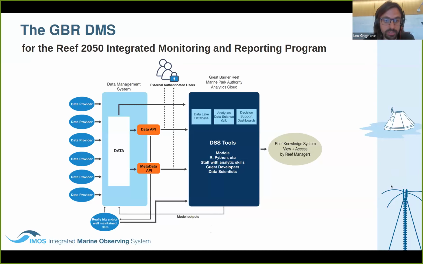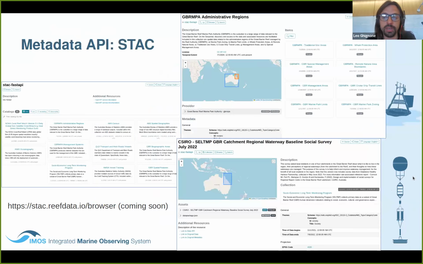What we are building is this light blue section in this diagram, which is the data management system. And as I said, we are collecting data from several providers and distributing it either directly with cloud optimized formats on cloud storage, or we also have a couple of APIs. One of the APIs we have is STAC, the Spatial Temporal Asset Catalog, which is what Alex just mentioned.